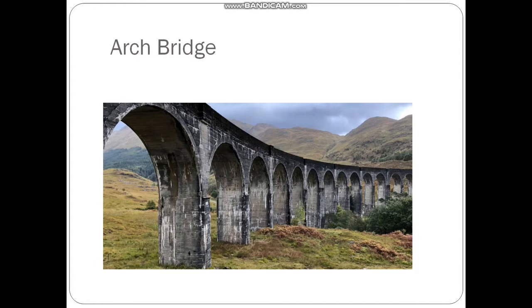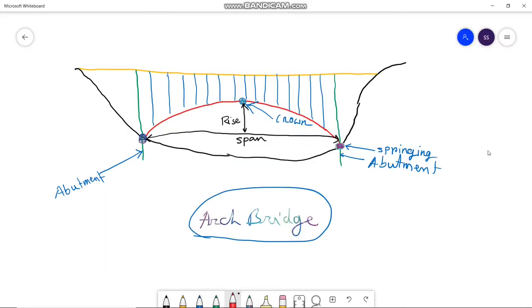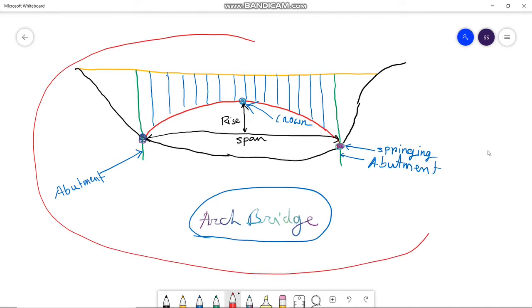This is a picture of an arch bridge. As you can see, these are the arches that are provided in the bridge, and over the arches, this is the roadway. This is a typical picture of an arch bridge, where this is the abutment, and the springings are here, and sometimes at the topmost point, and this point is called the crown. The height of the crown from the support level is called the rise.